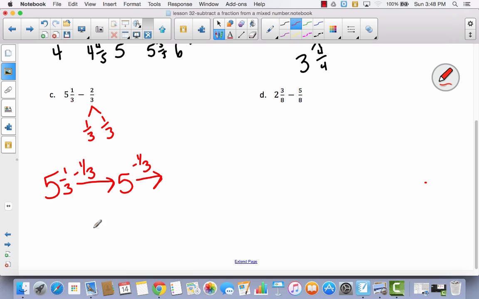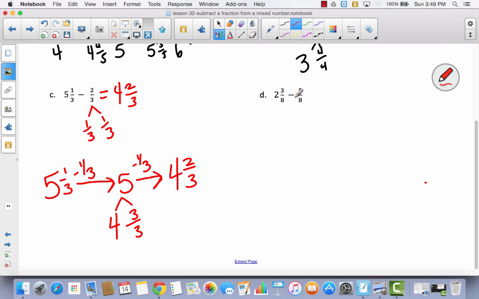So I can do this in my head, but if you're having trouble with this, you can think of 5 as the whole number 4 and 3/3. So 3/3 minus 1/3 is 2/3. So this would be 4 and 2/3. So hopefully that's the answer you got, regardless of which strategy you used. Okay, let's take a look at D.